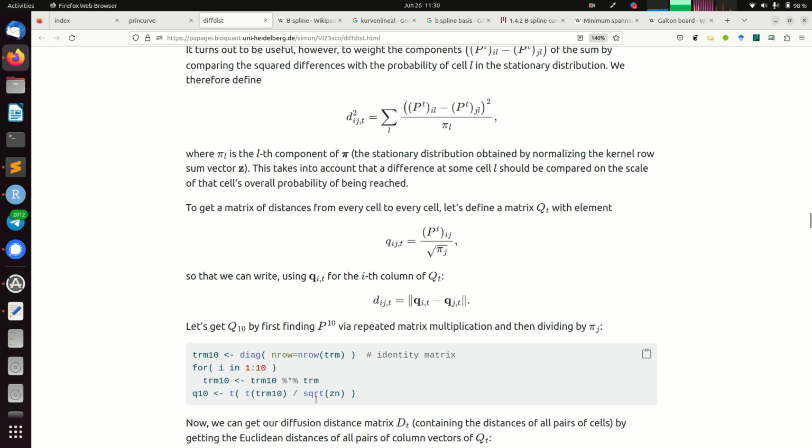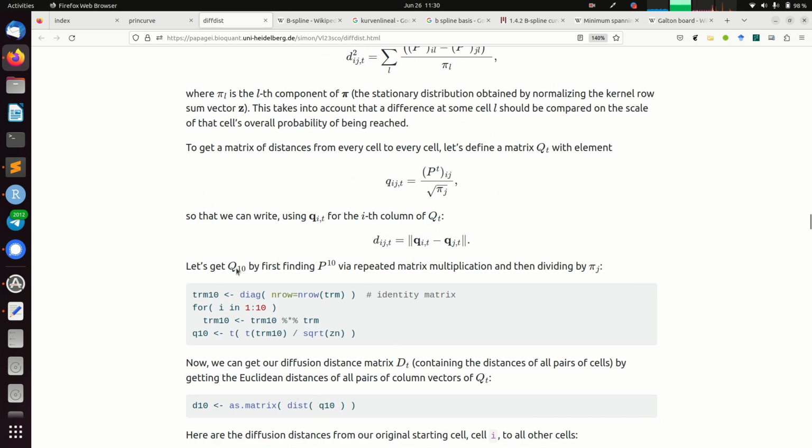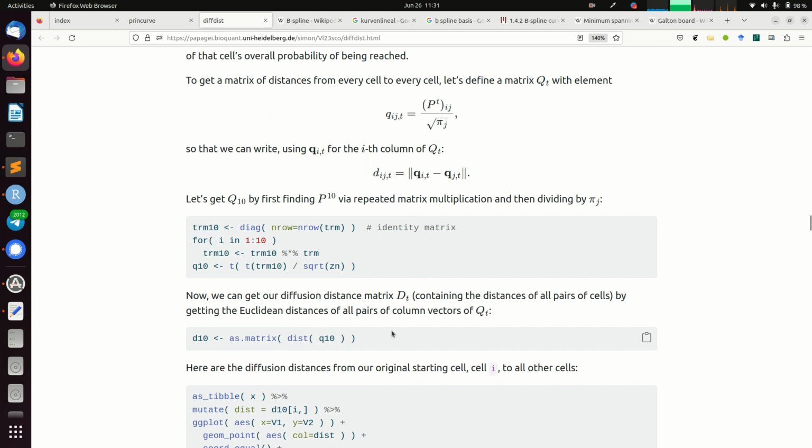And so in order to do this, I now calculate Q explicitly. I start off by calculating P10 simply by starting off with an identity matrix and multiplying this identity matrix 10 times with P. And then I get P to the 10. And then I take this and define each column by the square root of this pi, which I call Zn. And in this way, I now get a matrix Q. And if I now use the dist function, which I remember gives me a square matrix of the distance, the Euclidean distance of any row to any other row, I get this matrix Dij here, this matrix D10.